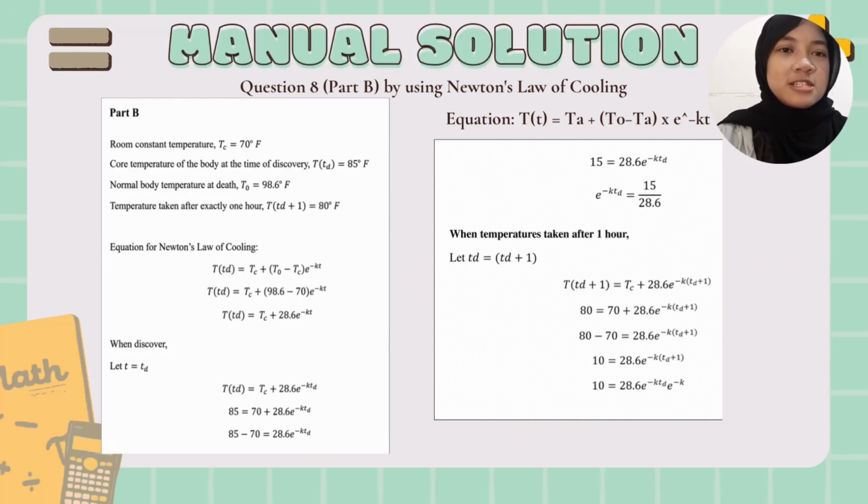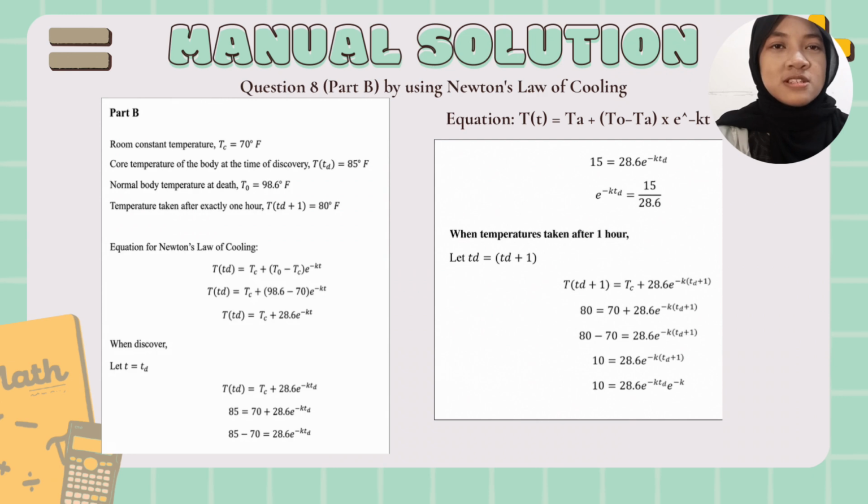Part B, question A. We use Newton's law of cooling to determine the time elapsed between the victim's death and discovery of the body. The general equation of Newton's law of cooling is T of t equals TA plus T0 minus TA times e to the power of negative kt. In this equation, TA represents the ambient temperature or surrounding temperature.